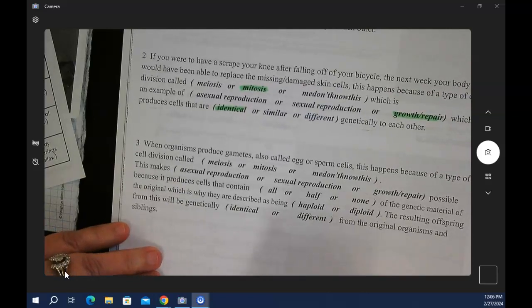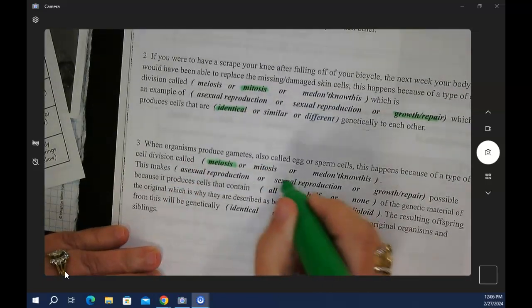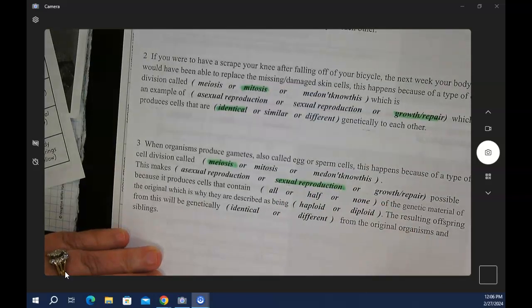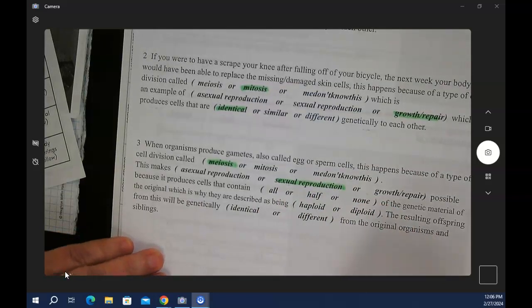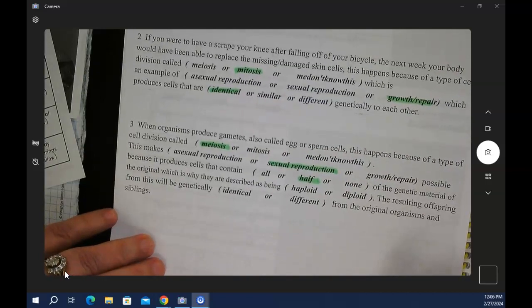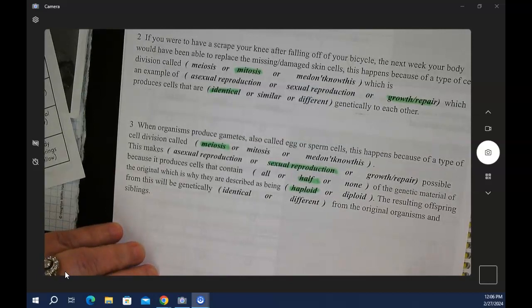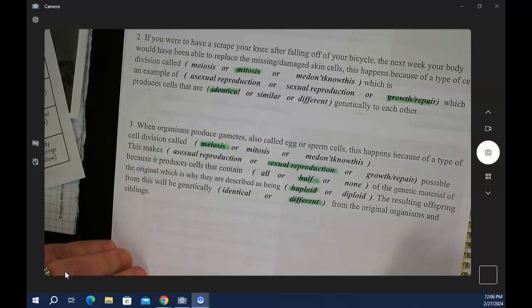When organisms produce gametes, also called egg or sperm cells, this happens because of a type of cell division called meiosis. This makes sexual reproduction possible because it produces cells that contain half of the genetic material of the original, which is why they are described as being haploid. The resulting offspring from this will be genetically different from the original organisms and siblings.